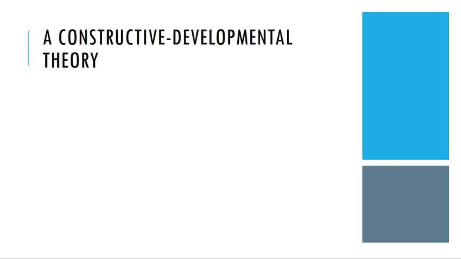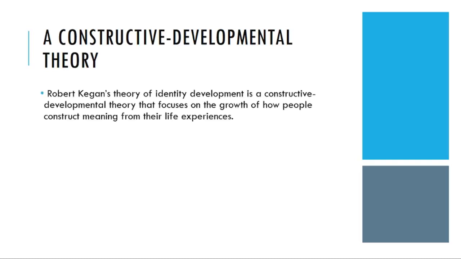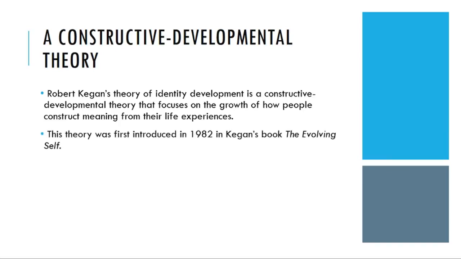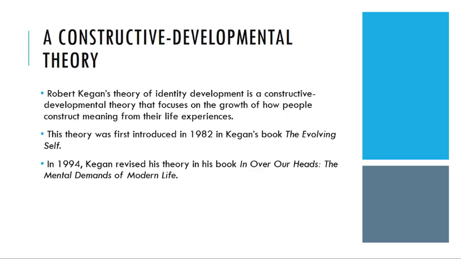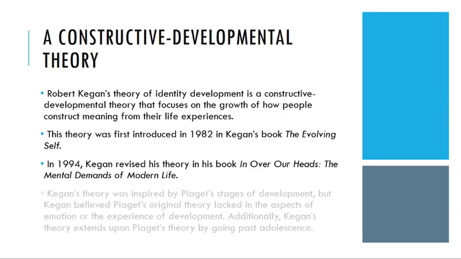All right, let's get into it. Robert Kegan's theory of identity development is a constructive developmental theory that focuses on the growth of how people construct meaning from their life experiences. This theory was first introduced in 1982 in Kegan's book, The Evolving Self. In 1994, Kegan revised his theory in his book, In Over Our Heads, The Mental Demands of Modern Life.